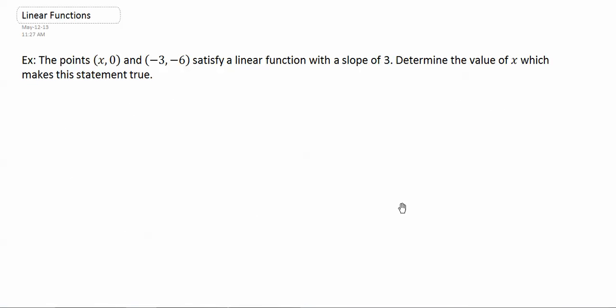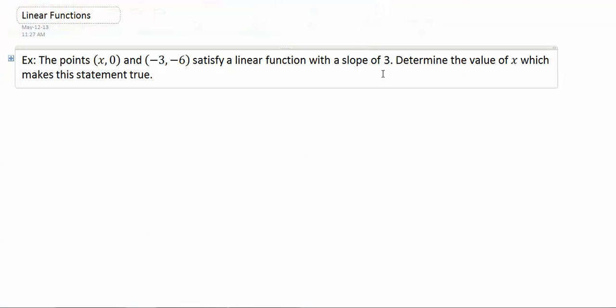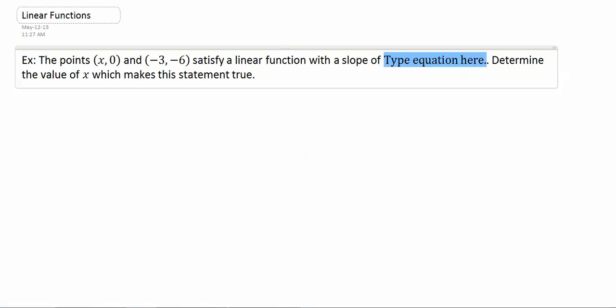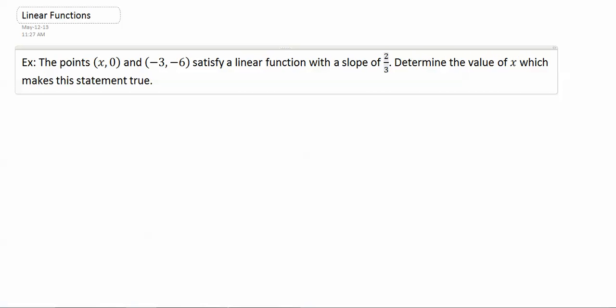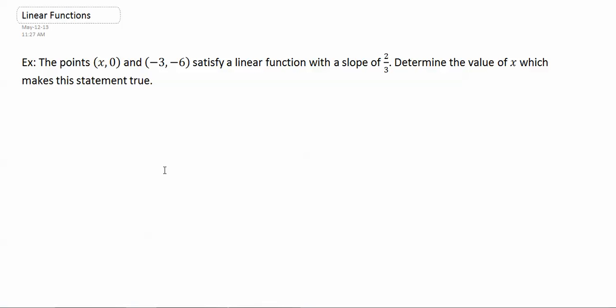So we're going to take a look at another example along the same lines here. Oh, and I just want to change this one up a bit. Instead of a slope of 3, let's make things a little bit more interesting. Let's have 2/3. There we go. Now it's interesting. So we've got the points x comma 0 and negative 3 comma negative 6. And this satisfies the linear function that has a slope of 2/3. So I'm going to determine the value of x, which makes this statement true.